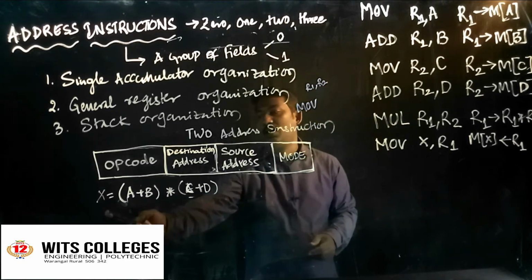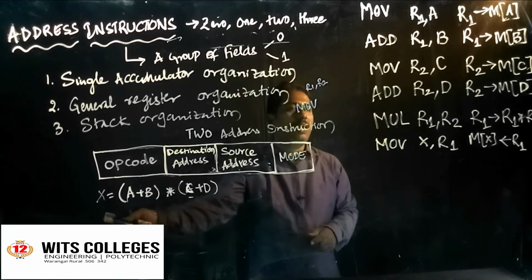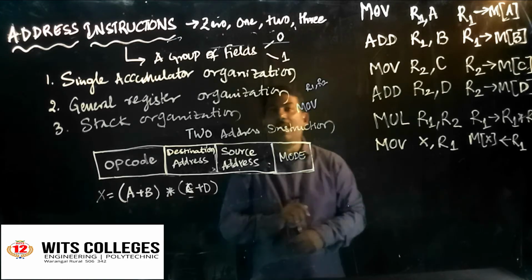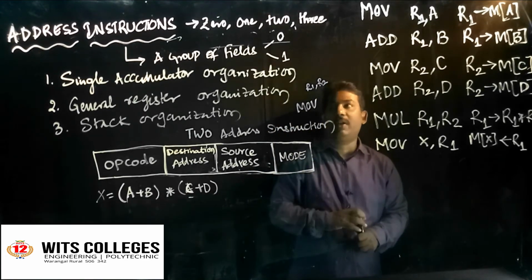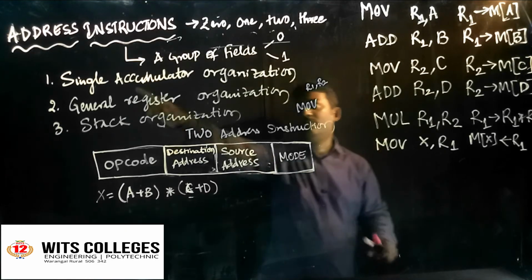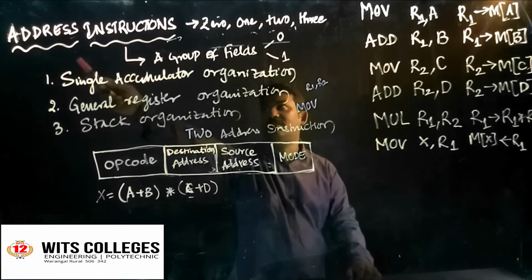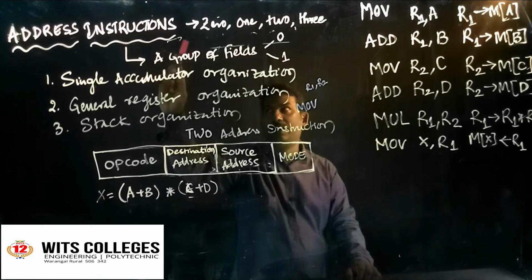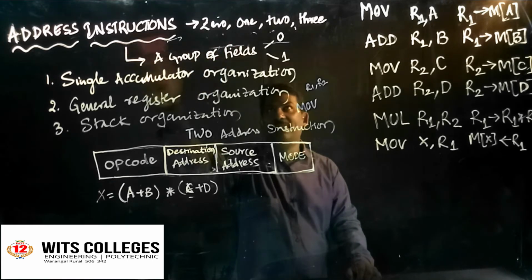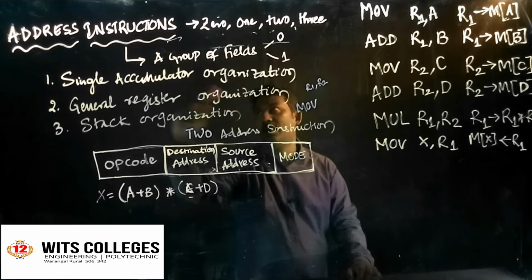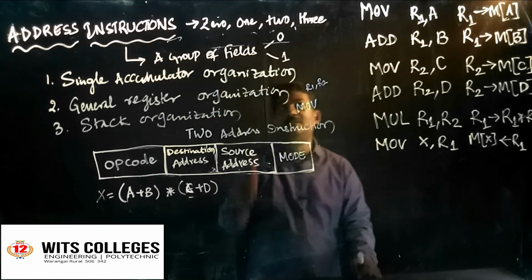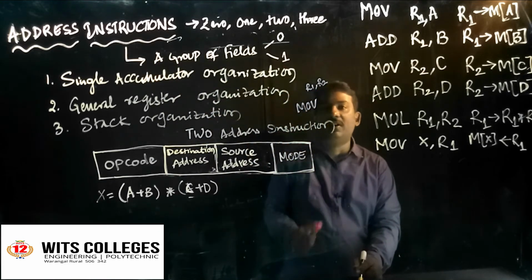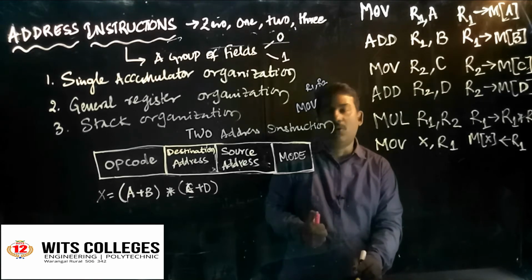So this is the output, x is the output. Once again I am going to discuss this topic. In the first session we discussed address instruction formats. In address instructions, there are 0 address, 1 address, 2 address, and 3 address instructions. So, a group of fields 0 and 1, based on 0 and 1, it will work, the binary code.